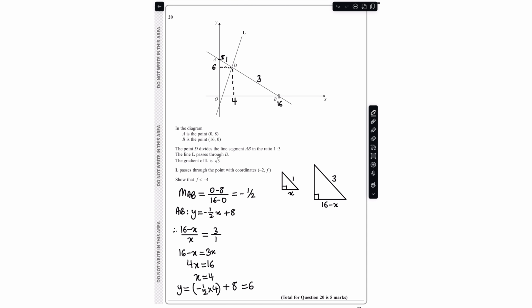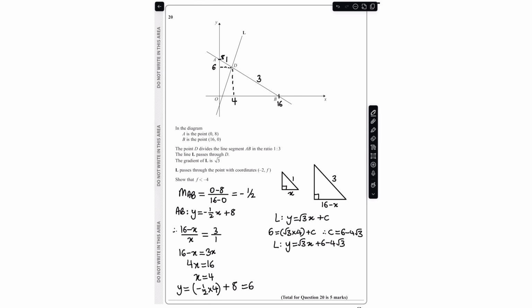And given as D also lies on L, we can substitute its coordinates into equation line L. So for equation line L, y equals √3 times x plus c. So 6 equals √3 times 4 plus c. Therefore, c equals 6 minus 4√3. So the equation of line L is y equals √3x plus 6 minus 4√3.